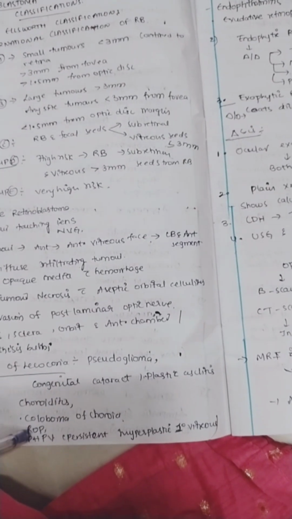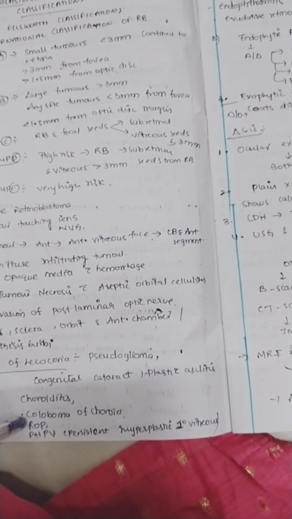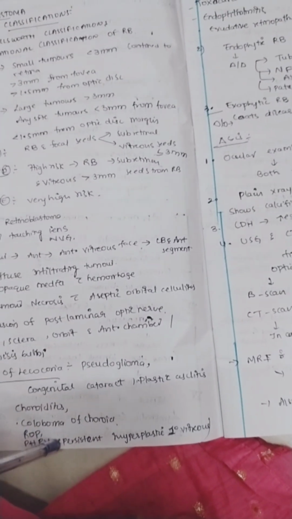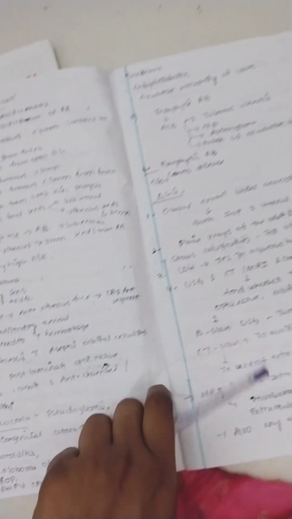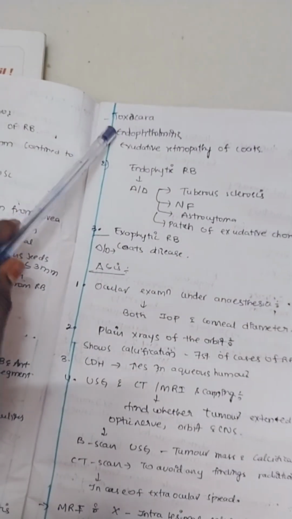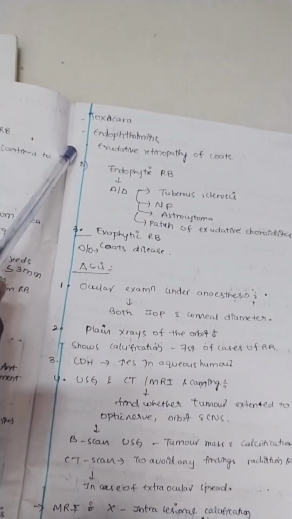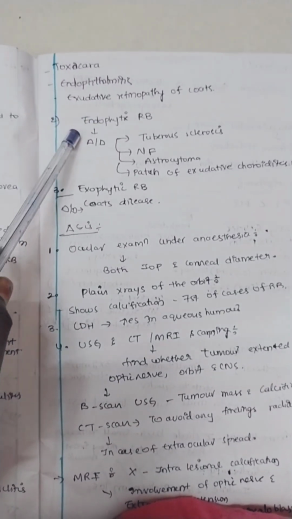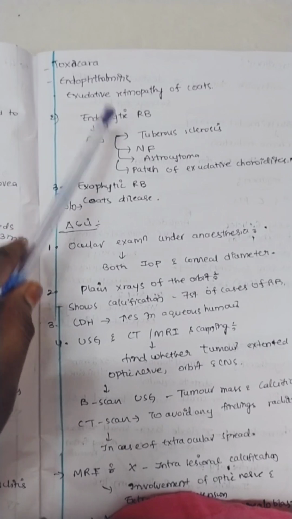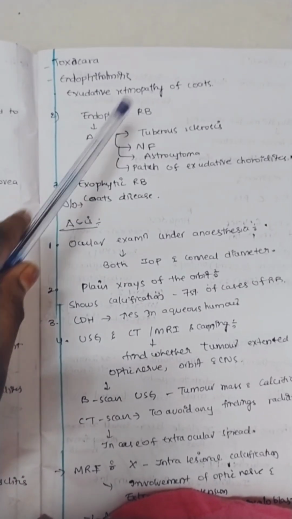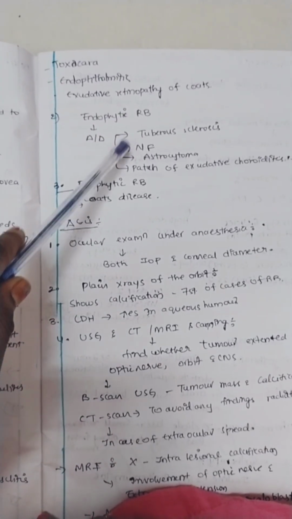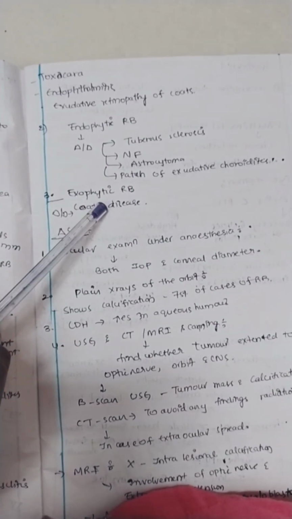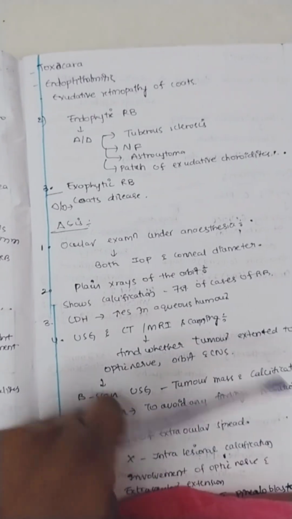Okay, retinopathy of prematurity, persistent hyperplastic primary vitreous, and you will see toxocara, endophthalmitis. These all you should differentiate from retinoblastoma. So, exudative retinopathy of Coats. So endophytic retinoblastoma should be differentiated from retinal tumors in tuberous sclerosis, neurofibromatosis, astrocytoma, and patch of exudative choroiditis. And exophytic retinoblastoma should be differentiated from Coats disease.